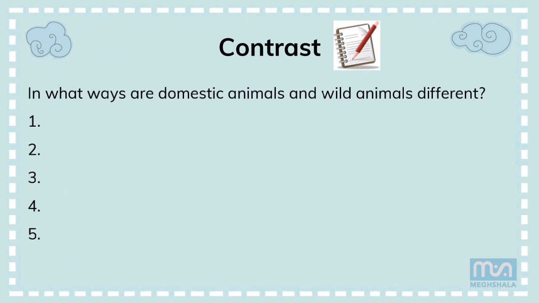And the next one is, in what ways are domestic animals and wild animals different? For this question also you should list out 4 points. Now in your group you have to discuss these 2 questions and list out your points or your views on these questions. So there are 2 questions for you.